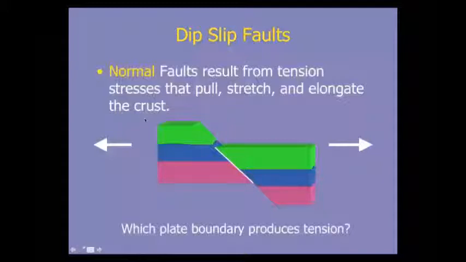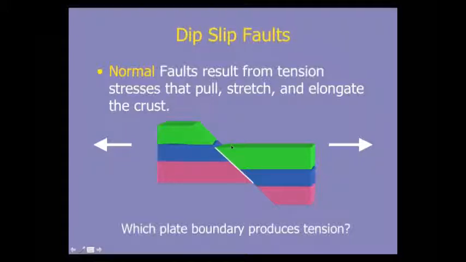So normal faults result from tensional stresses that pull, stretch, and therefore elongate the crust in the lateral direction. But that elongation of the crust side to side also results in a thinning of the crust. So you can see here that originally this block of the crust was this thick from the top of the green to the bottom of the pink layer. But because of normal faulting, some sections of the crust get thinner.